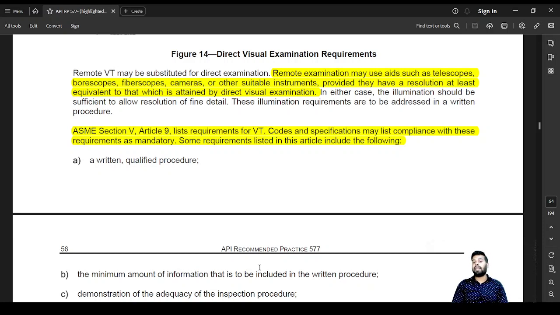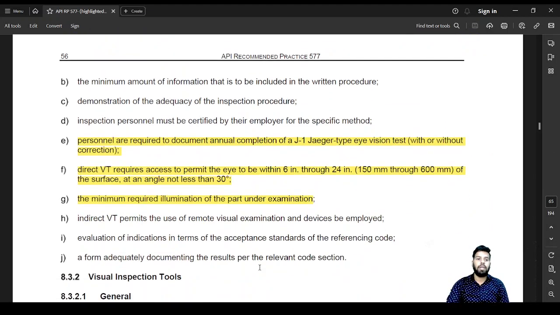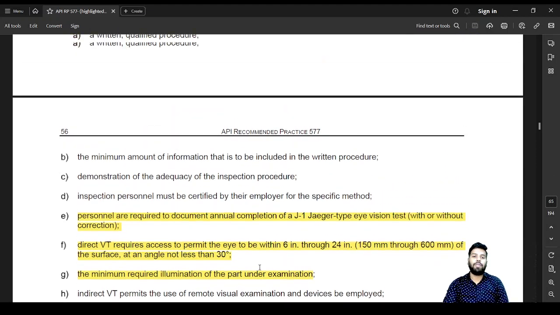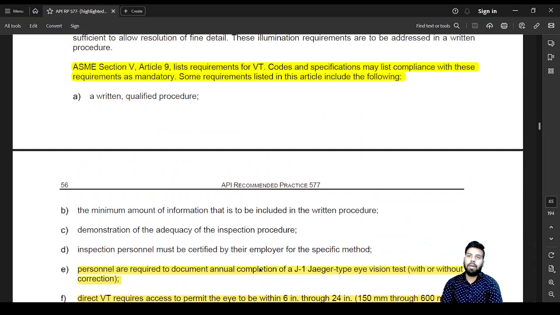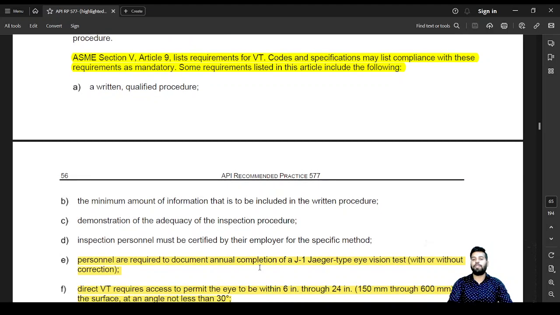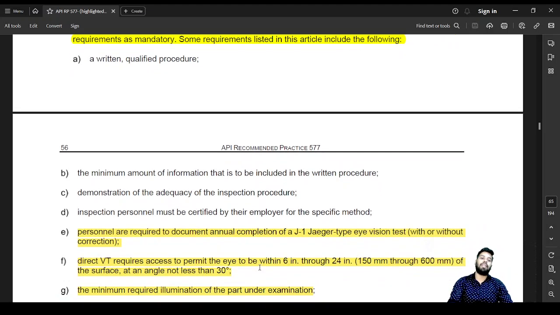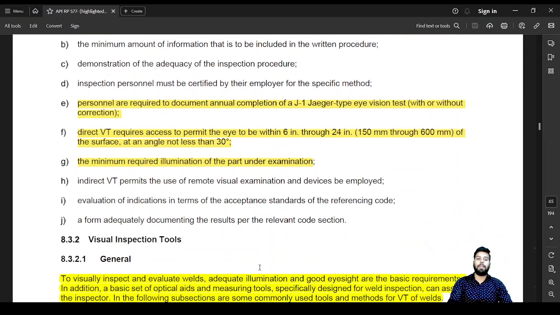ASME Section 5 Article 9 lists the requirement for visual testing. Codes and specification may list the compliance with these requirements as mandatory. Some requirements are listed below. So these are the requirements. Obviously we'll talk about these requirements greater when we talk about ASME Section 5, but here are the lists that are written. These are the requirements for visual testing procedure. So you have to have a written and a qualified procedure. The minimum amount of information that is to be included in the written procedure. Demonstrate the adequacy of the inspection procedure.